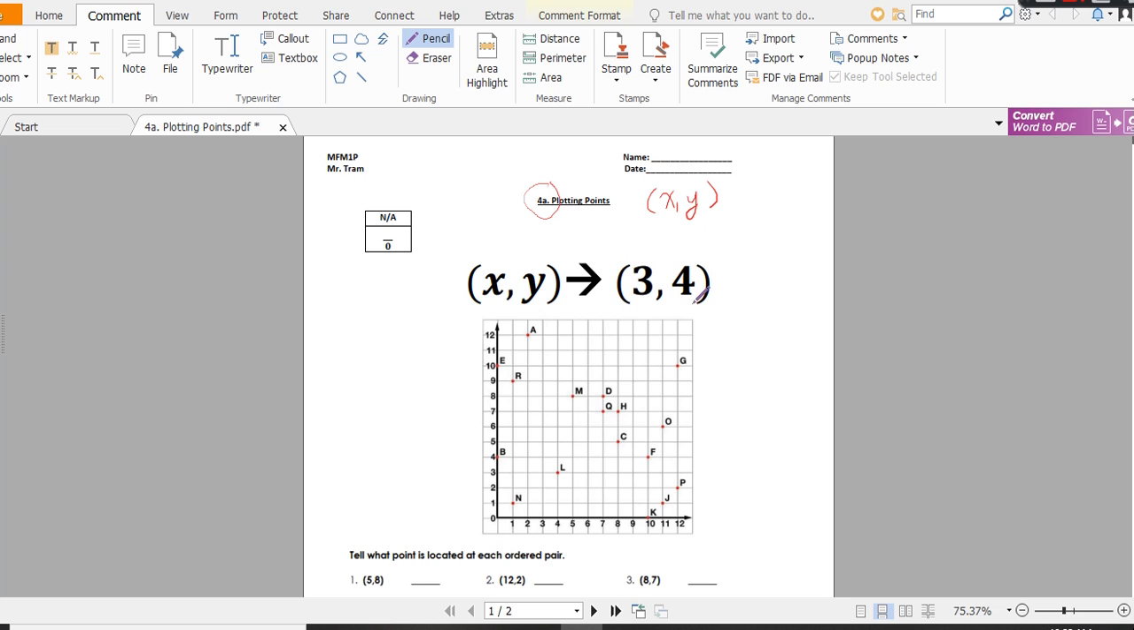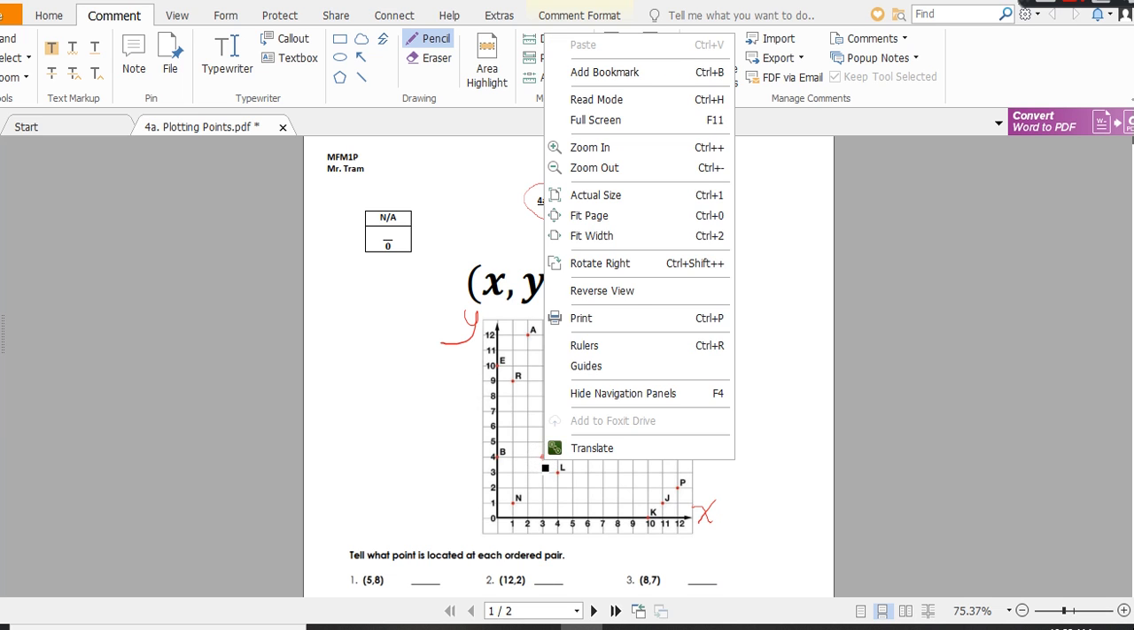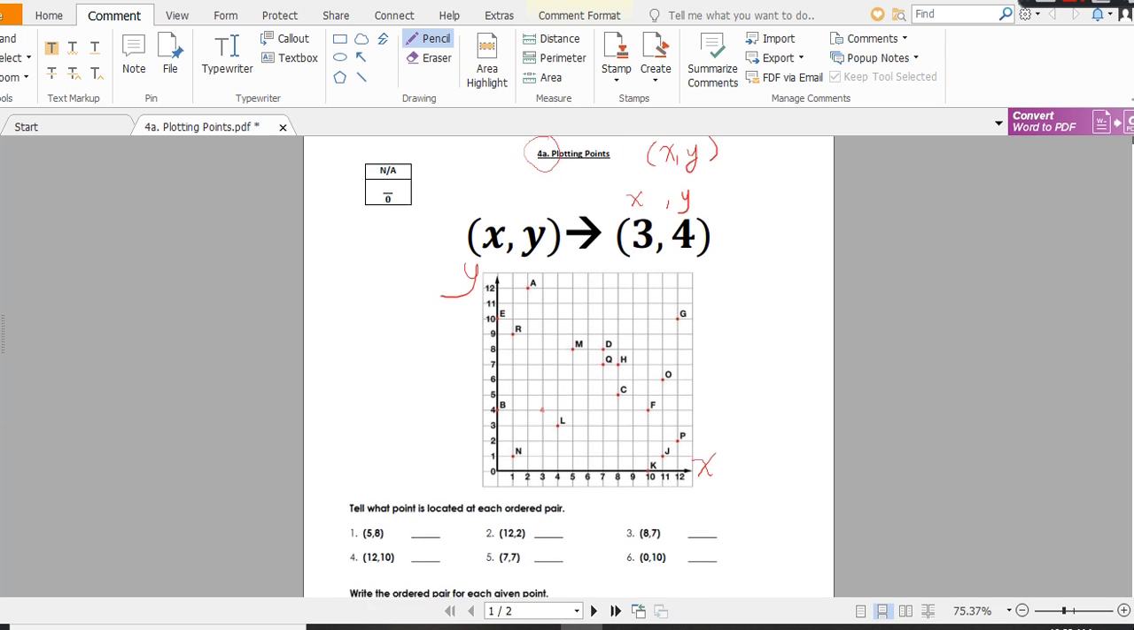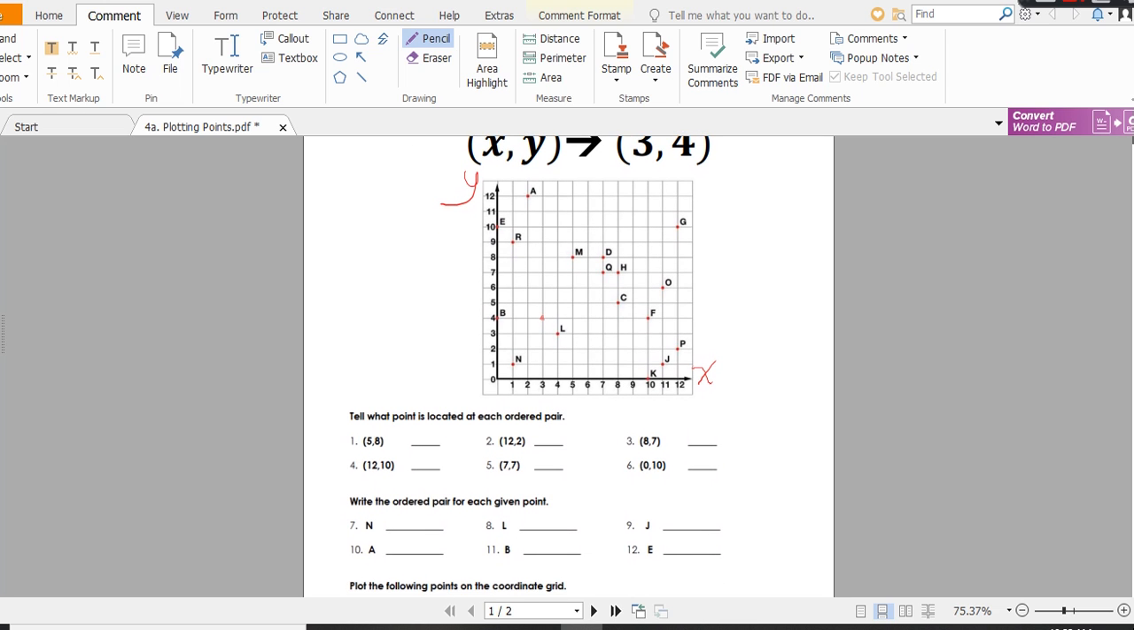Now, for example, if I have a point 3, 4, the first number is always x, the second number is always y, just like the alphabet, x, y. X comes before y. Okay, so if I were to plot 3, 4, x-axis is always the horizontal, y-axis is always the vertical. So if I wanted to plot the point 3, 4, starting at the origin of 0, 3 over, which is the x value, x-axis, and then up 4, so my point 3, 4 would actually be right there. 3, 4.